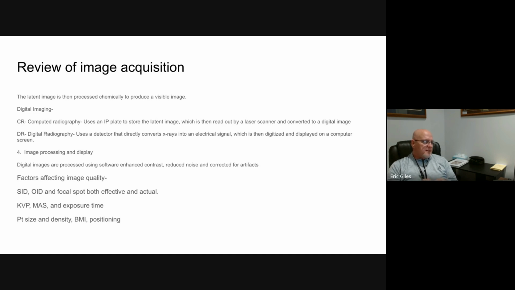So digital images are processed using software that enhances contrast, reduces noise, and corrects artifacts. Okay, our software does a lot of work for us, is what that is saying, basically. It takes that image from when we push the button to the computer screen. It does a lot of different things with that image. It corrects artifacts sometimes. It can correct motion. It makes your contrast and brightness as good as it possibly can within its algorithm.